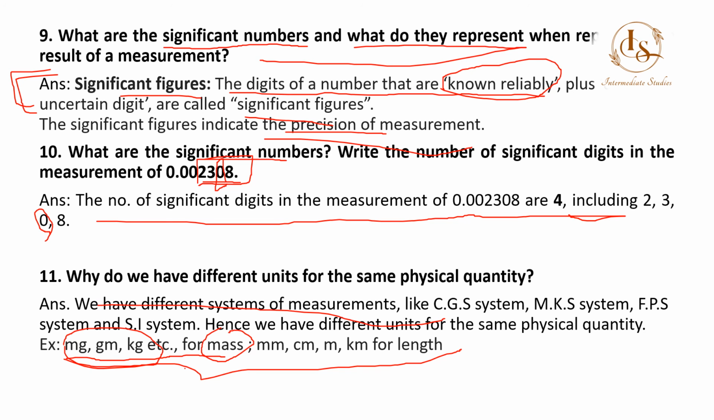And here is one more example: millimeters, centimeters, meters and kilometers for length. Length is one physical quantity. For the same physical quantity we are having different units like millimeters, centimeters, meters, and kilometers. It will create a good impression if you write the example here.